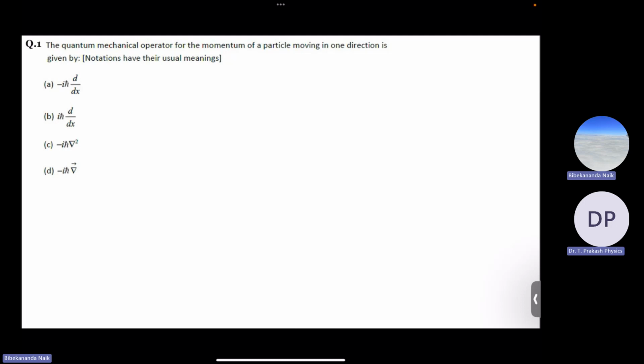For three dimensions we will use minus i h cross del, sir. But the question itself mentions only one direction, since the options are given for the x direction, and momentum is minus. That's why minus i h cross d by dx. Sorry, can you speak once again? I couldn't hear you properly.